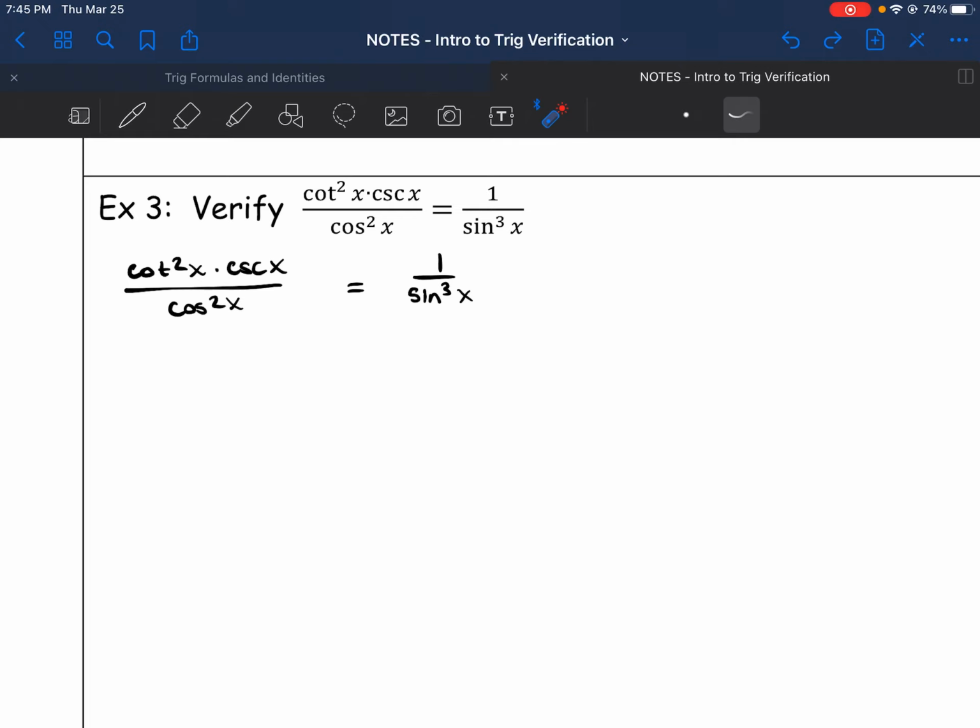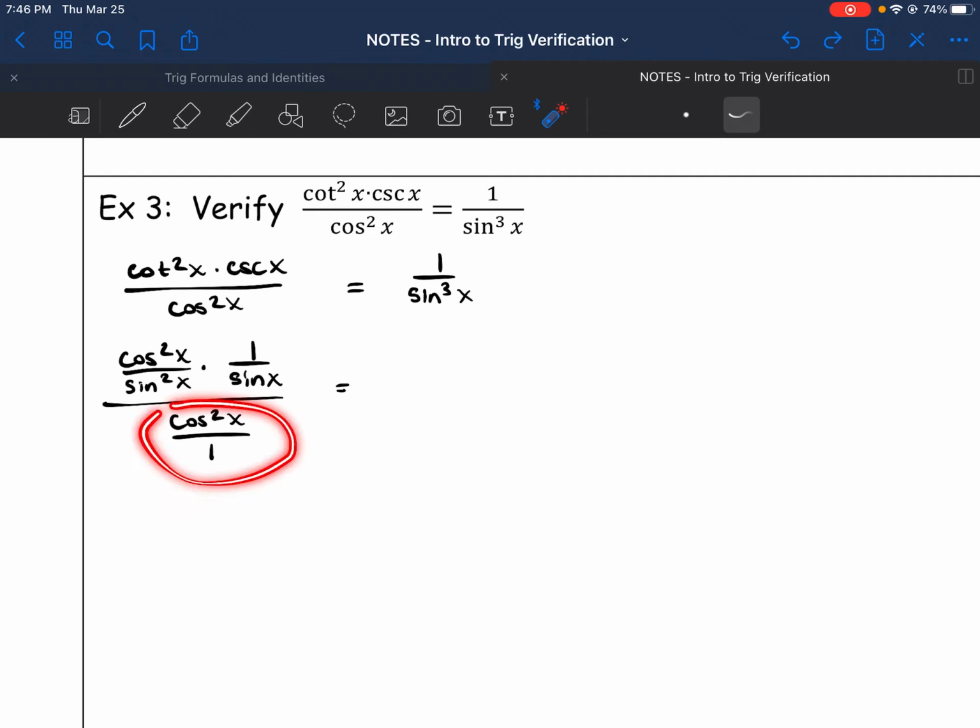So again, I always rewrite the problem. And what I'm going to do here is turn things into cosines and sines. I'm going to decompose the terms. So cotangent squared of x, I'm going to rewrite as cosine squared over sine squared. Cosecant of x, I'm going to rewrite as 1 over sine of x. And cosine squared of x, I'm just going to write as cosine squared of x over 1. I know a lot of students in my class like to do this. It kind of helps visualize the whole keep change flip we'll be doing soon.